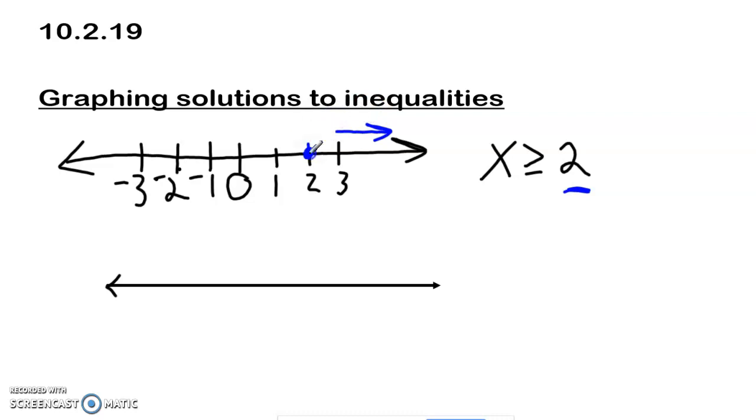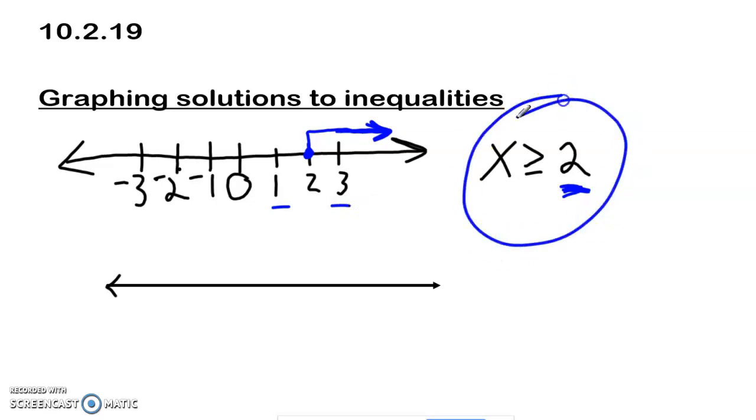So how can you remember which direction you need to go? You start with the value that's given here as either part of our solution or close to our solution, and then pick a number on both sides. Which of those falls into this inequality of being greater than or equal to 2? 3 does, so I know my solution is in that direction.